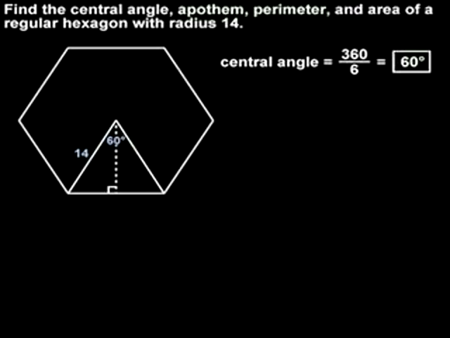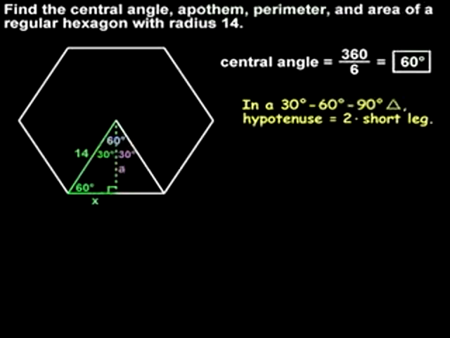Next, remember that the apothem of a regular polygon is the perpendicular segment that joins the center to a side, and let's use the variable a to represent the apothem. Notice that the apothem creates 2 congruent right triangles, so we know that it bisects the 60-degree central angle, creating 2 30-degree angles. Therefore, we have a 30, 60, 90-degree triangle that we can work with, shown in green, and let's give the short leg of the triangle a length of x.